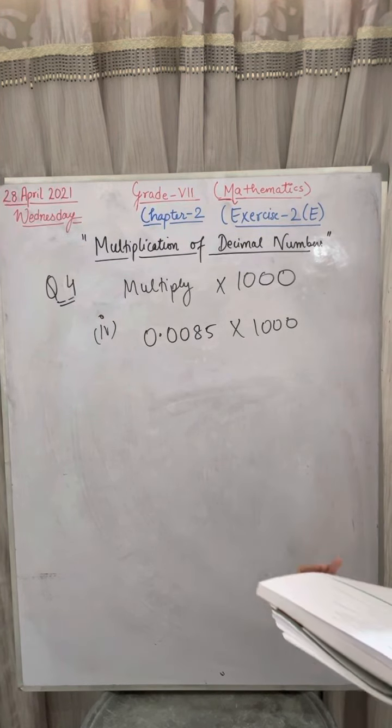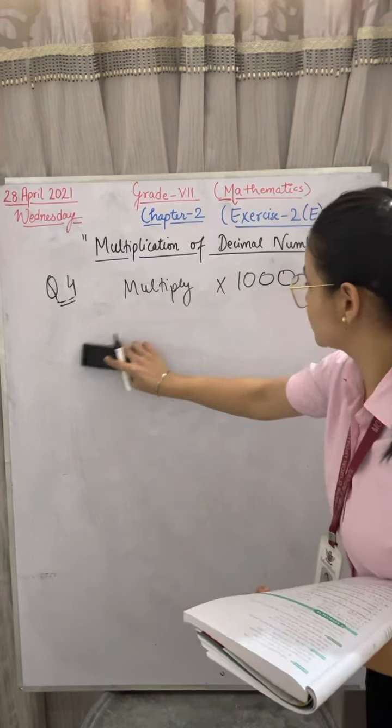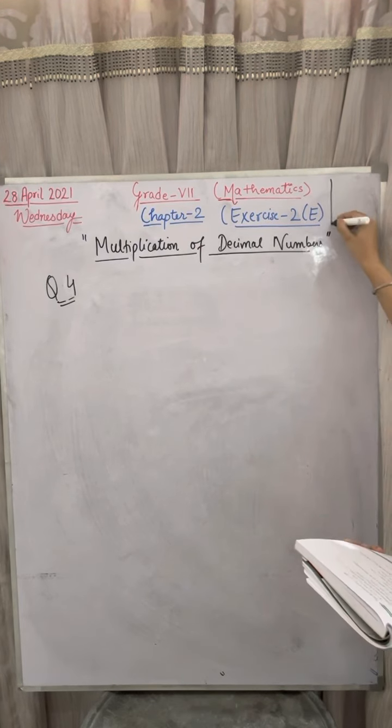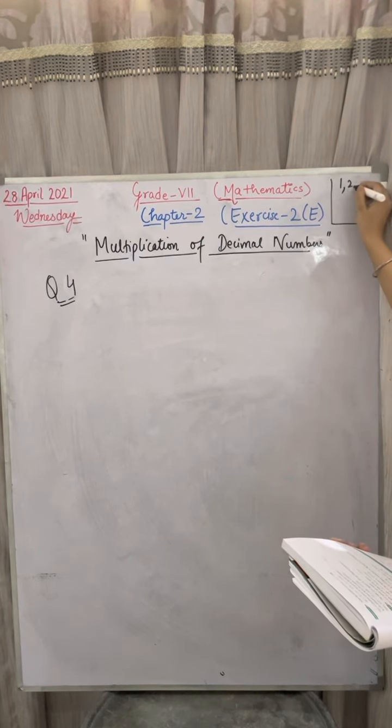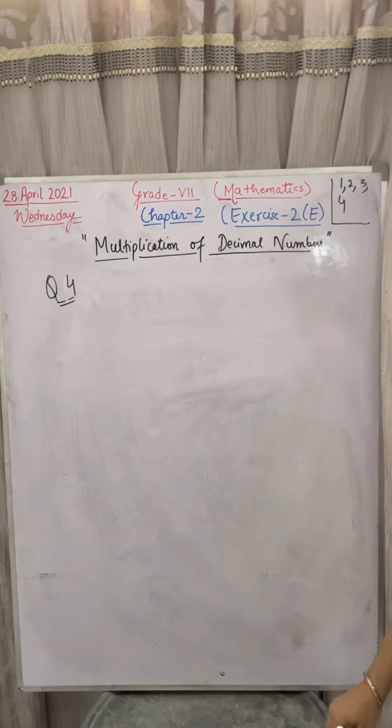Now I am going to do question 5th. Please write down in your notebook or in your book. I am giving you question 1, 2, 3, 4. Whatever parts we have left in the class, that is your homework. Quickly mark these questions.